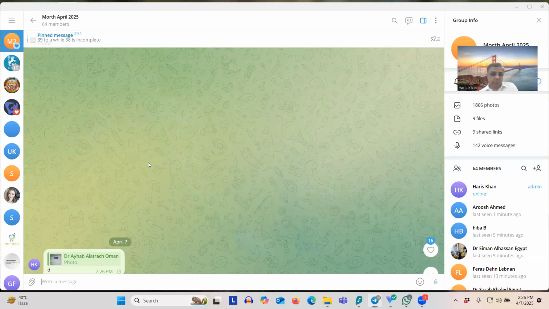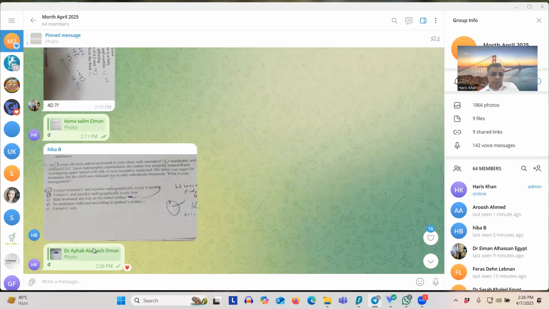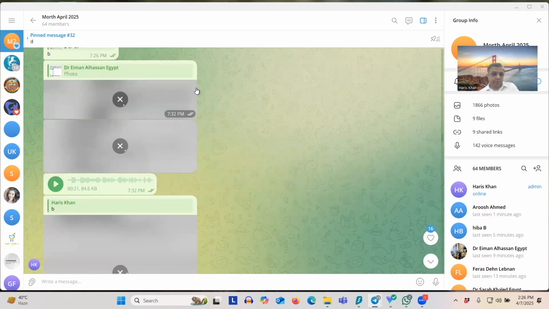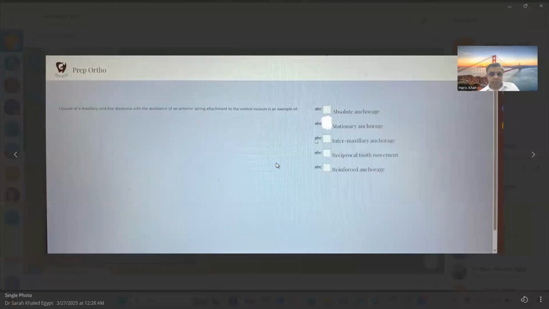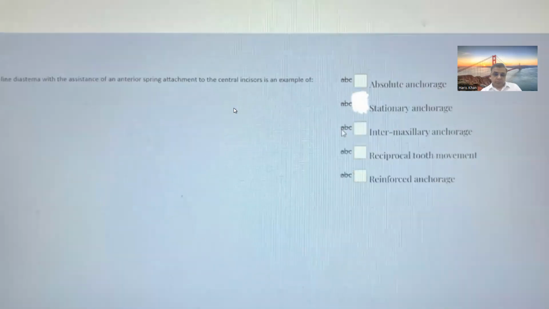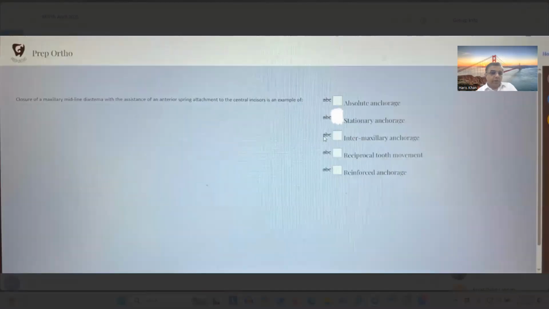I'm selecting D here. Clear of maximum midline diastema with the assistance of anterior spring attachment to the central incisor. Example of reciprocal anchorage. Option D.